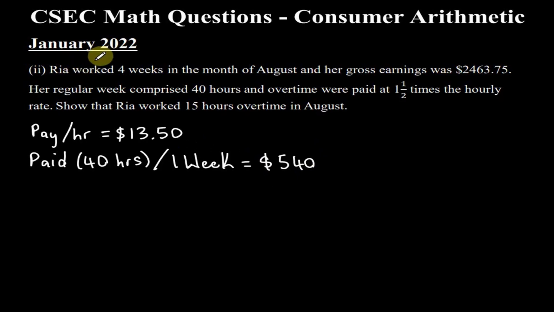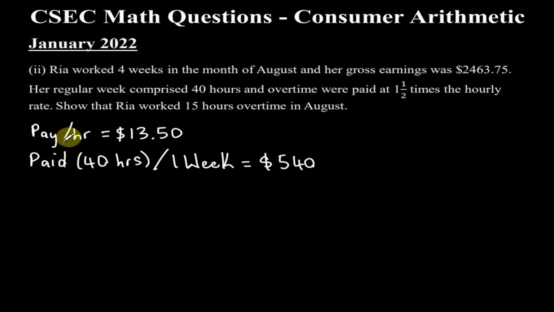Now looking at the question that was given on the January 2022 paper: Rhea worked 4 weeks in the month of August and her gross earnings was $2,463.75. Her regular week comprised 40 hours and overtime was paid at 1.5 times the hourly rate. Show that Rhea worked 15 hours overtime in August.